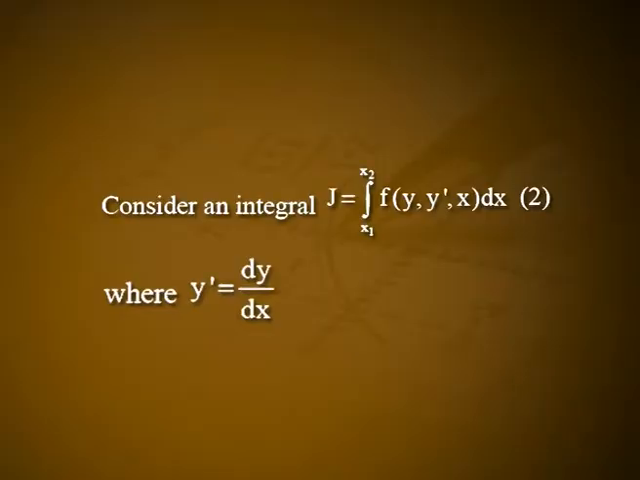Let f be a function of y and y dash which are themselves functions of x, such that the dependence of y on x is not known. Consider an integral J is equal to integral from x1 to x2 f of y, y dash, x dx. Let it be equation number 2, where y dash is equal to dy divided by dx. Thus, f is a function of dependent variable y, independent variable x and y dash is equal to dy divided by dx. Here J is called a functional of y of x.